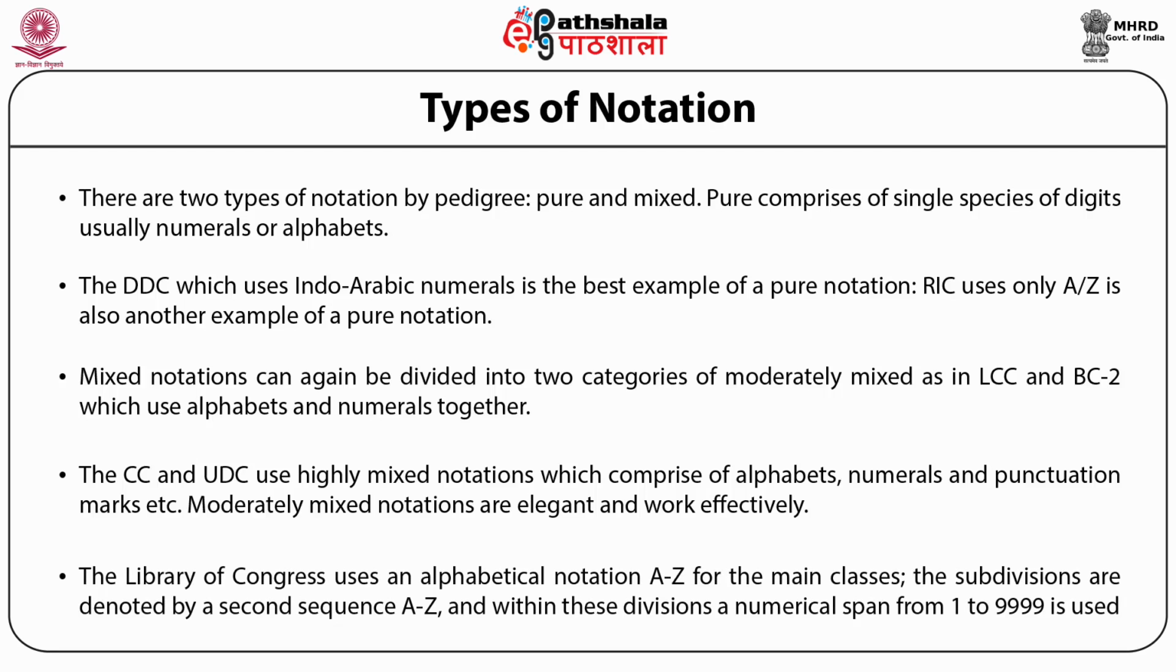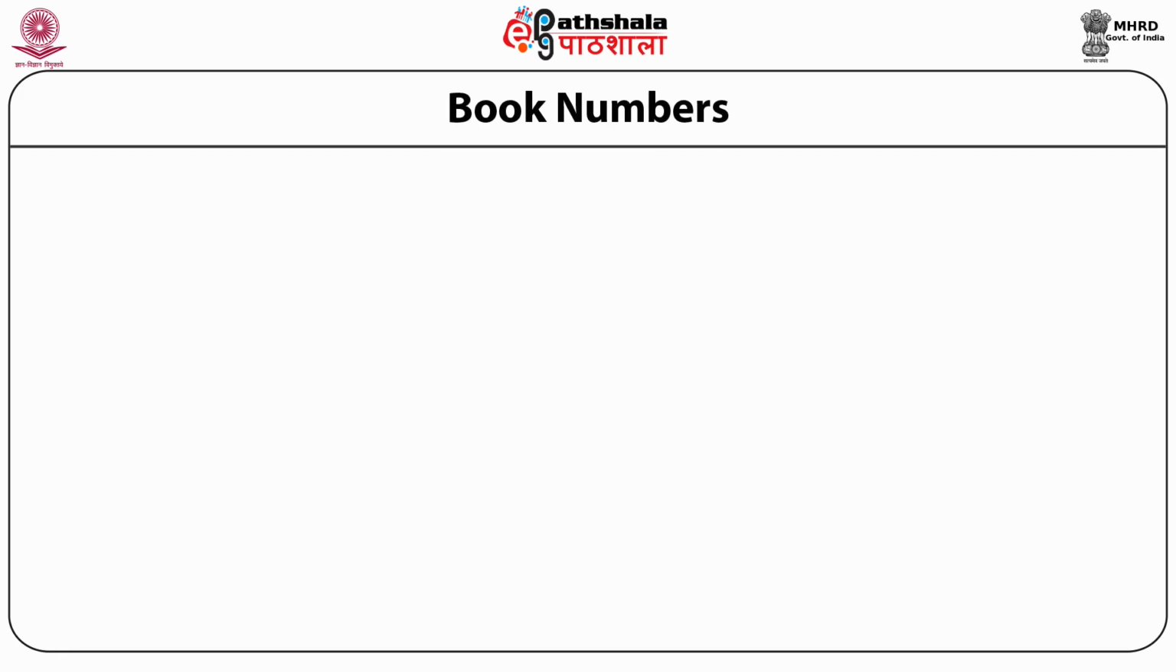The Library of Congress uses an alphabetical notation, A to Z, for the main classes. The subdivisions are denoted by a second sequence, again A to Z, and then within these divisions, a numerical span from 1 to 9,999 is used to give numbers to various topics in that class.